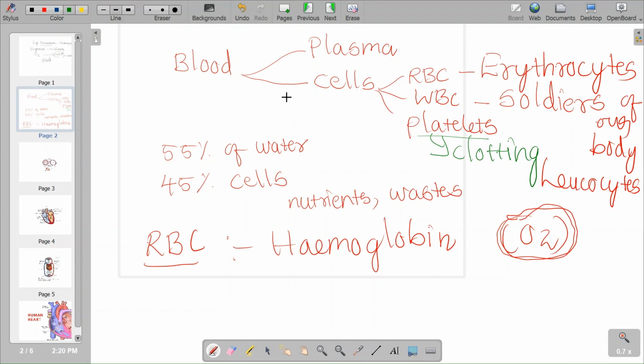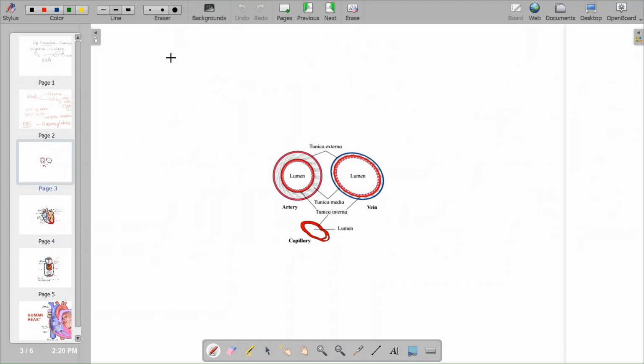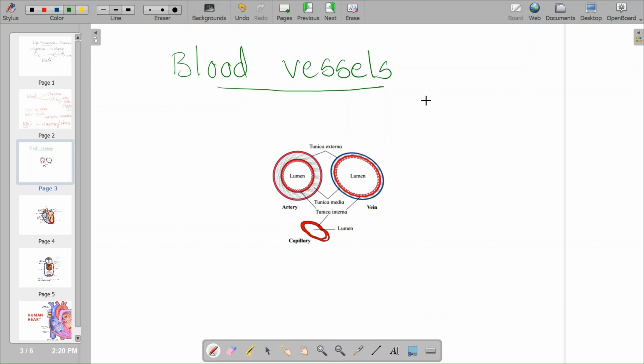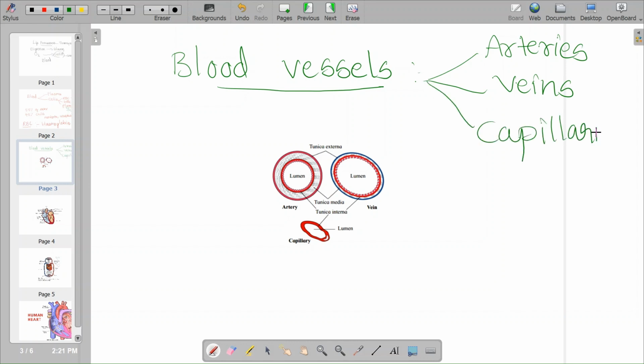So we discussed the blood and its components: plasma, RBC, WBC, and the platelets. Next we are going to learn about the blood vessels. There are three types of blood vessels: arteries, veins, and capillaries.